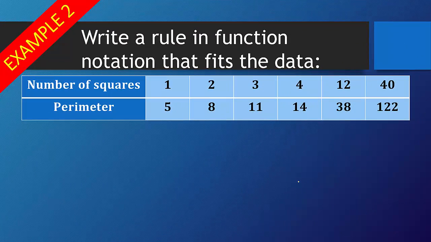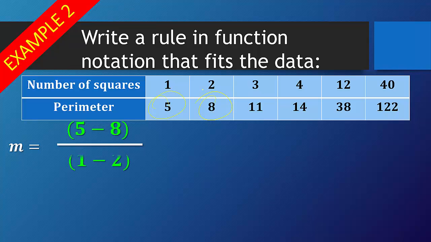So one more example of this. Try this one on your own before you actually listen to the video. So just pause it here, try it on your own, see if you can do it. Here, if you go ahead and we pick the first 2 y values, so we got 5 and 8, 1 and 2. Alright, find your slope, which is a positive 3.